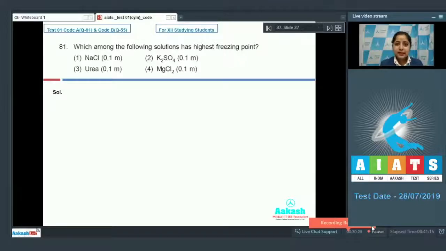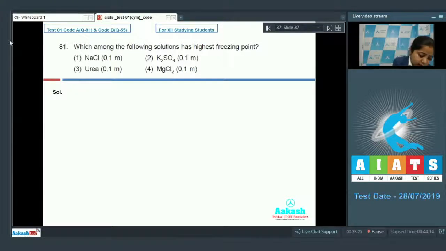Class, let's read our next question, which is question number 81. Which among the following solutions has highest freezing point? The given options are NaCl 0.1 molal, K2SO4 0.1 molal, urea 0.1 molal, and the last option is MgCl2 0.1 molal. Class, first of all, we need to know the Van 't Hoff factor, that is the value of i for the given four options.